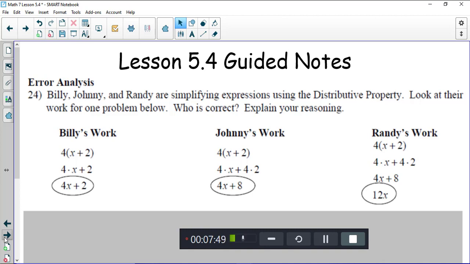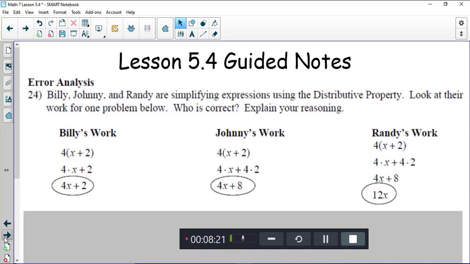We want to be very specific. So in looking at these three students' work, what I'm first noticing is that in Billy's work, he forgot to distribute the 4 to the 2, which is a huge problem, and it's a common mistake that students make. So Billy is not correct, and we'll explain why down below in just a moment. When I'm looking at Johnny's work, I see that he did distribute the 4 to the x and the 4 to the 2, and then he simplified. 4 times x is 4x, 4 times 2 is 8. When I look at Randy's work, I notice that he did the same thing as Johnny, but he went a step further, and he added 4x and 8 together.